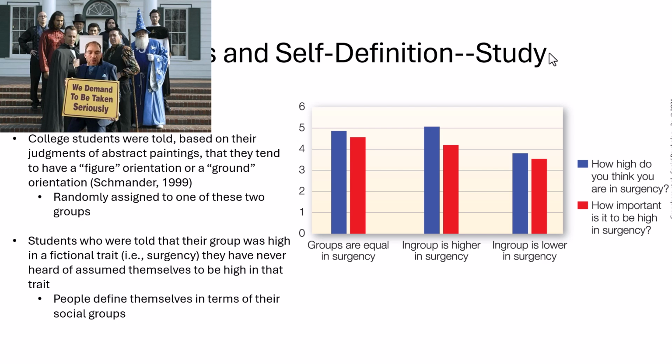So it's an example of how, even in this completely made up scenario of a fictional trait that really has no social meaning, you can manipulate what groups people believe they're a part of, and consequently how they think about themselves in terms of the attributes associated with that group, aka certainty, and how important it is to be high in that attribute, again, certainty.